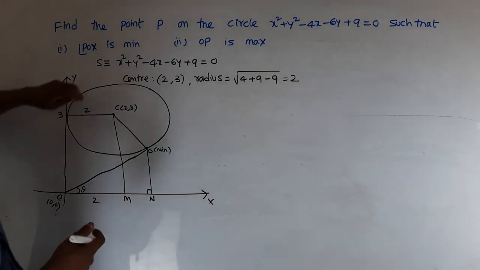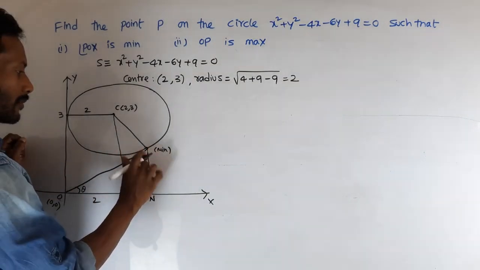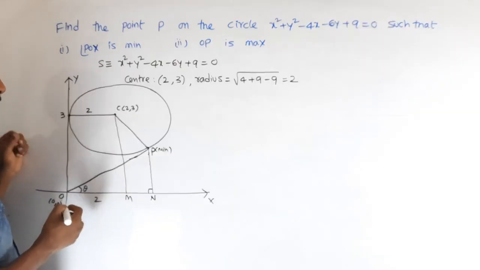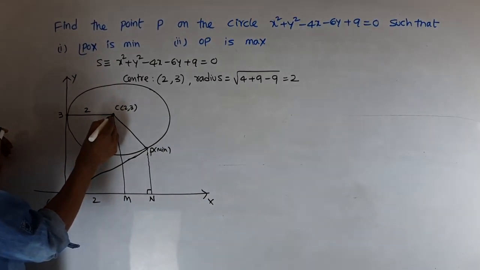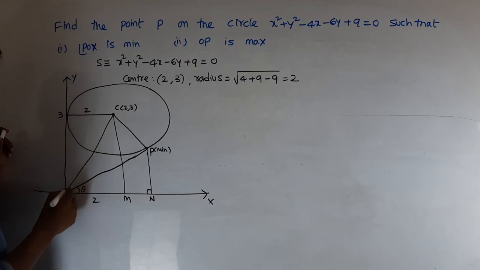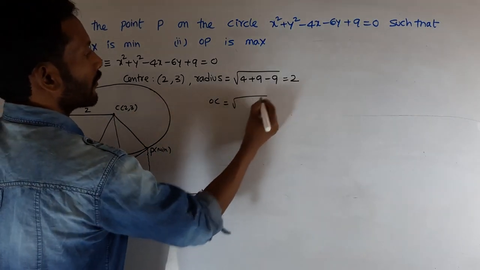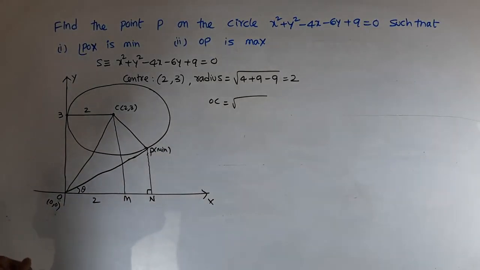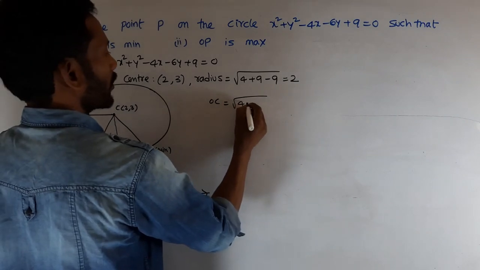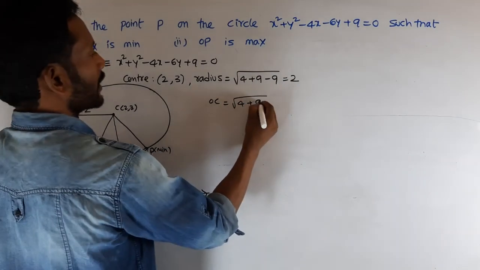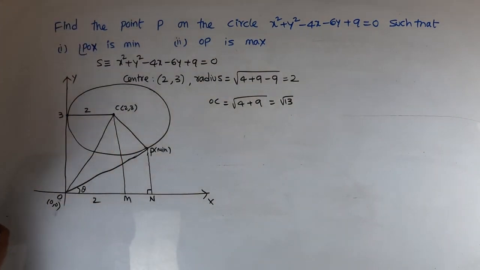So first we have to find the point P. What is the length of OC? O is (0, 0) and C is (2, 3). The length of OC is the square root of (x2 − x1)² + (y2 − y1)². That is (2 − 0)², which is 4, plus (3 − 0)², which is 9. So OC equals the square root of 13.